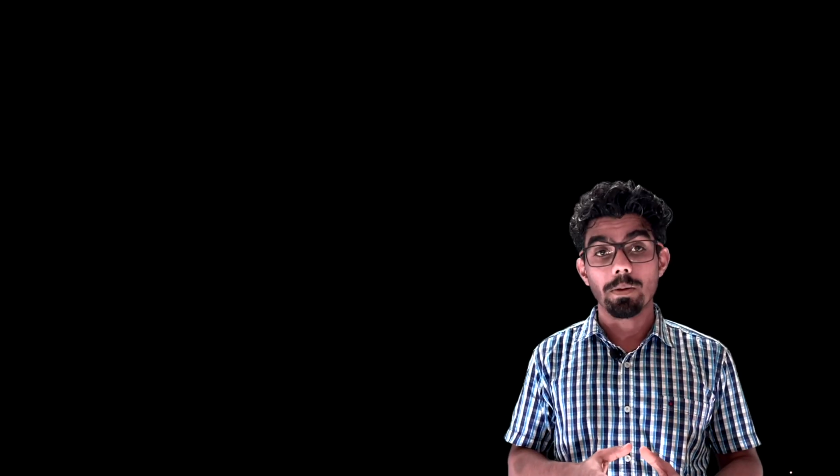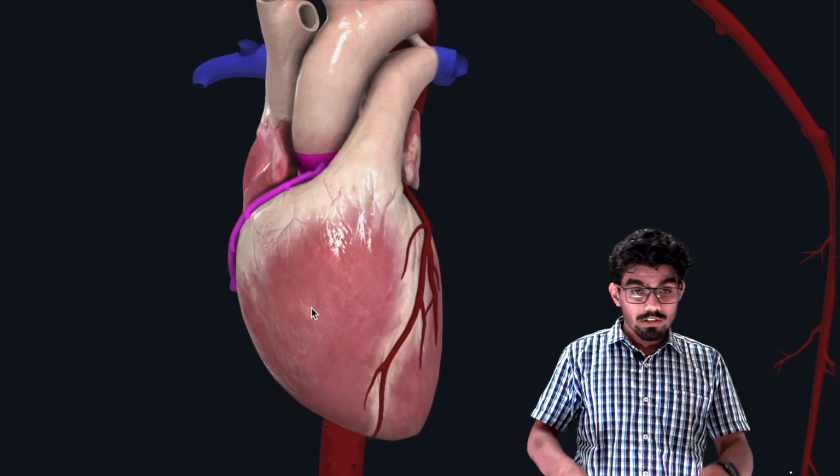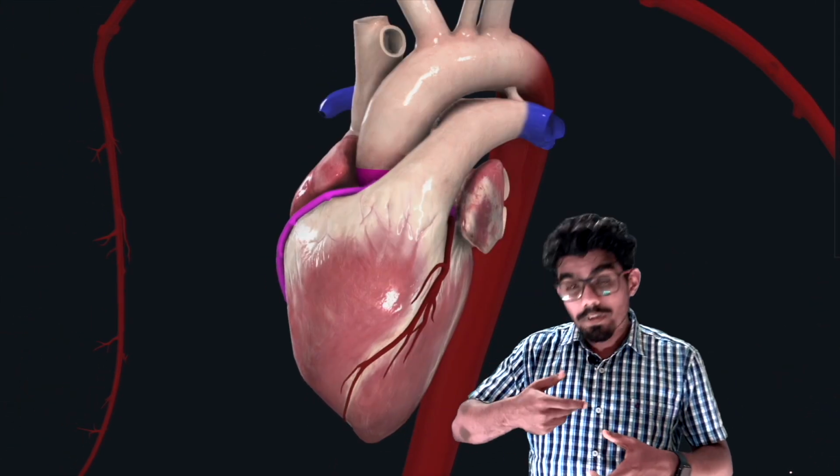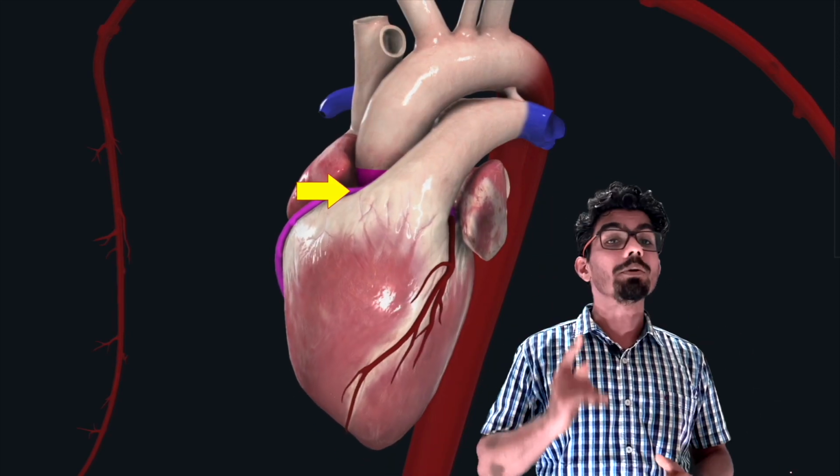Now have a look at the main branches of the aorta. I told you the first part of the aorta, which arises just from the left ventricle, is called the root of the aorta.